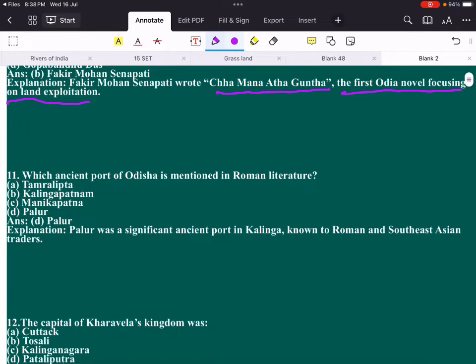Which ancient port of Odisha is mentioned in Roman literature? That is option D, Palur. Palur was a significant ancient port in Kalinga, which helped Roman and Southeast Asian traders.